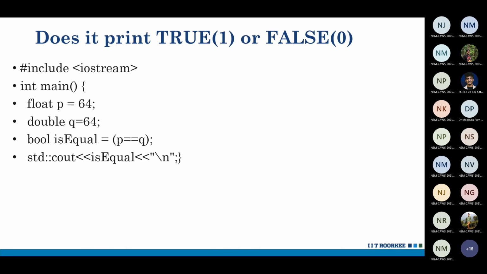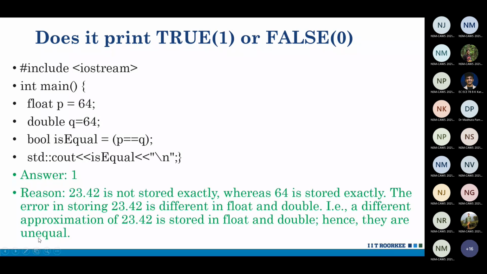So when doing p is equal to q, the float will be typecasted to double. Since both are stored exactly, the double representation will be the same for p and q. So here we will actually get 1. So yes, this is what is written here. 23.42 is not stored exactly, and 64 is stored exactly.